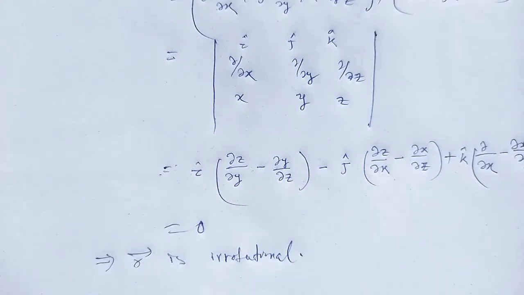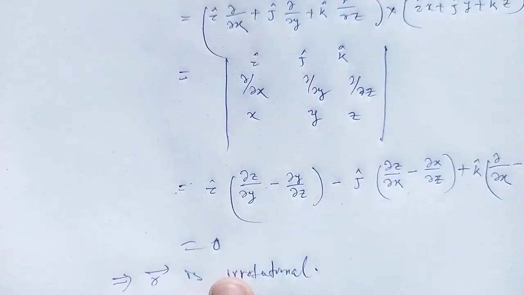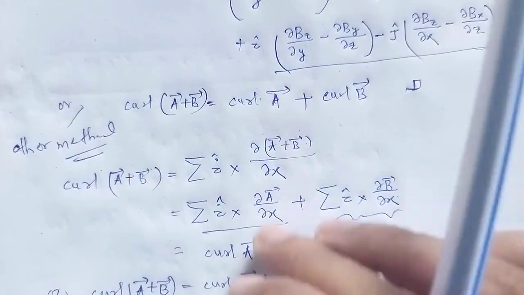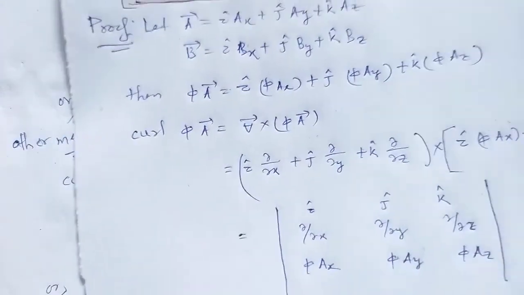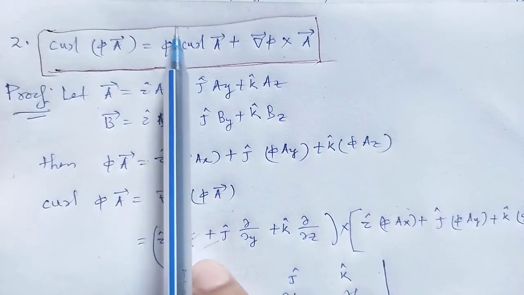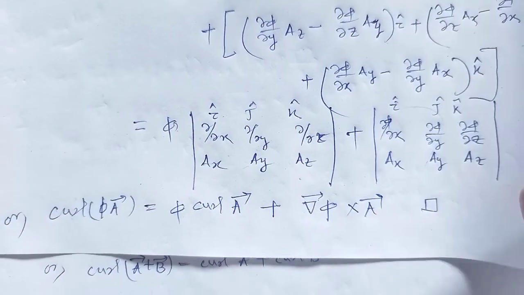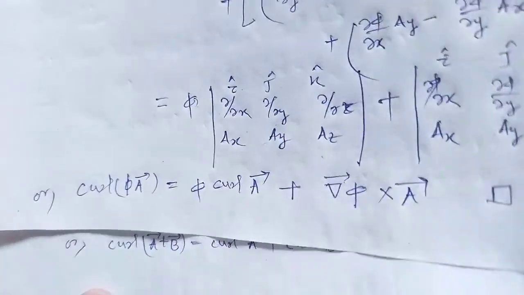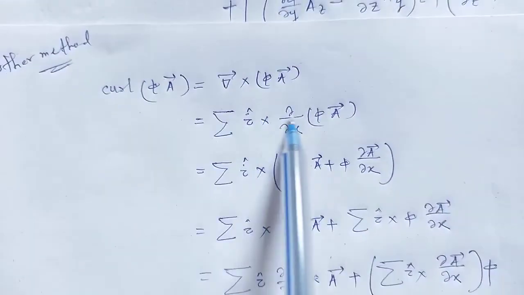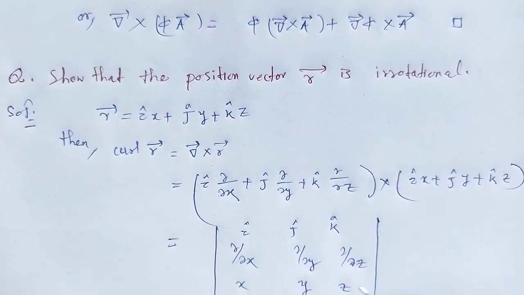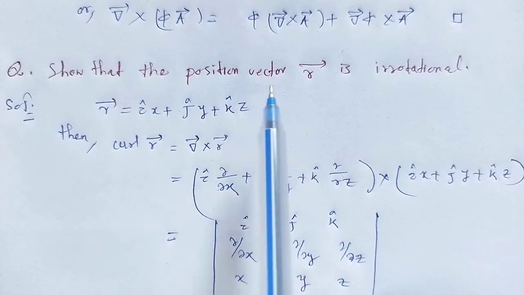Here, with the help of this video lecture, we understand some basic properties of curl. First of all, we discussed curl of a plus b is equal to curl of a plus curl of b and proved that by using two methods. Second property, curl of phi a vector, where phi is a scalar function, is phi curl a plus grad phi cross a, and we proved this. Again, this can be proved by another method using the summation.